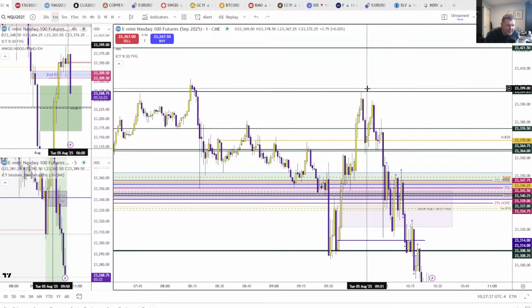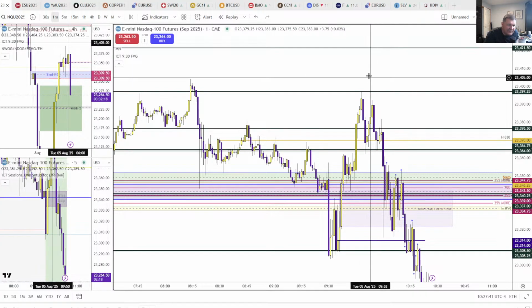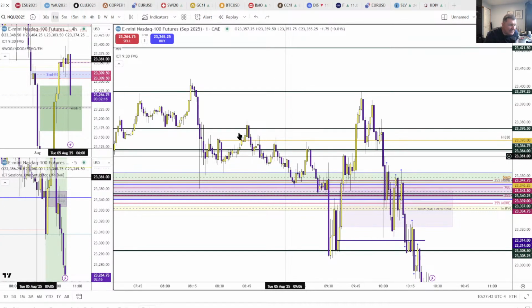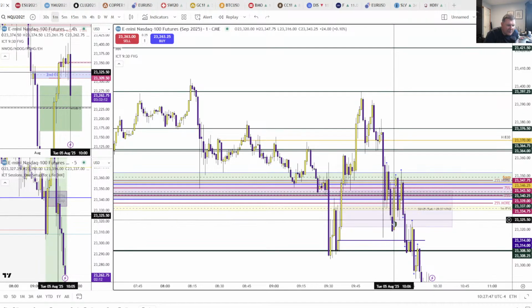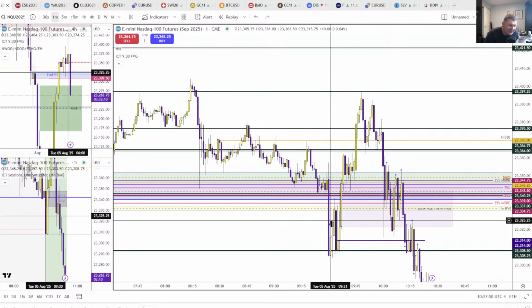But because our premium box was hit, we did not violate it. We did not get a range extension. We pulled back deeper into that range. And when we took out that discount array, then we're looking for a continuation on the downside.